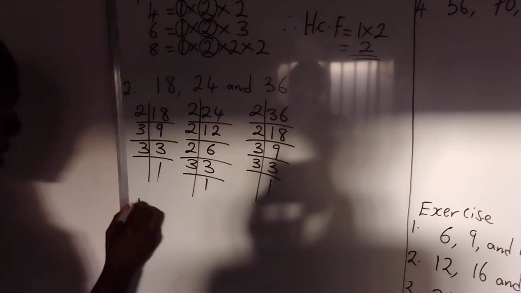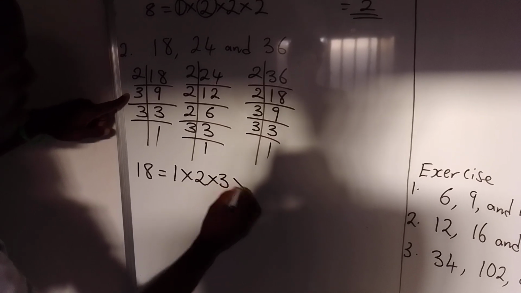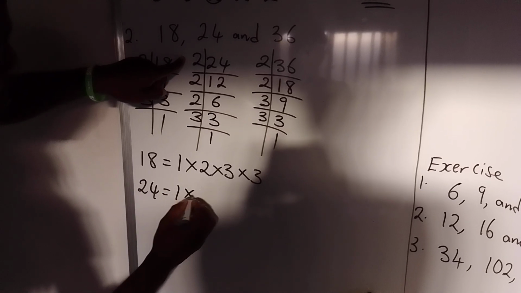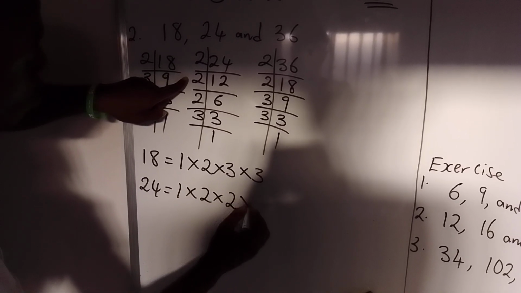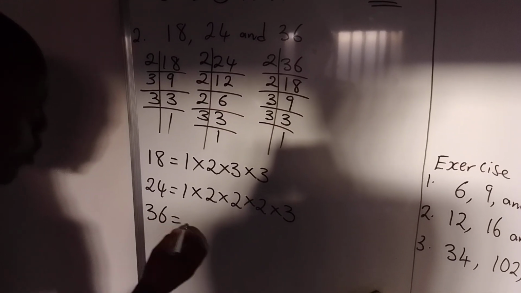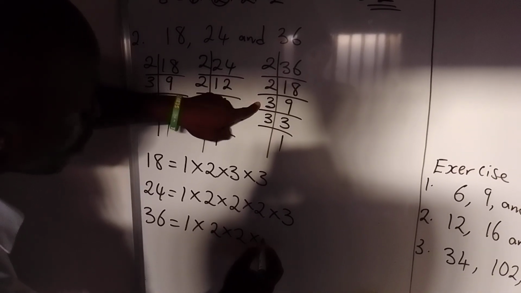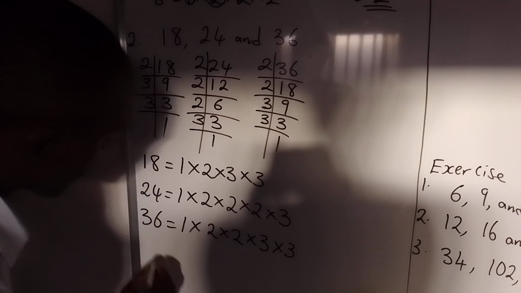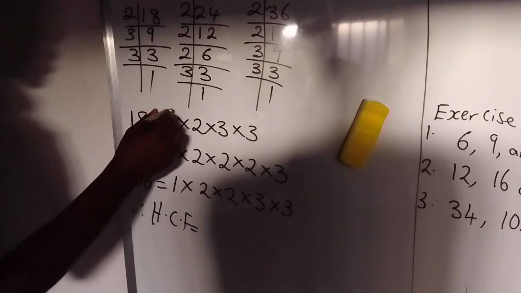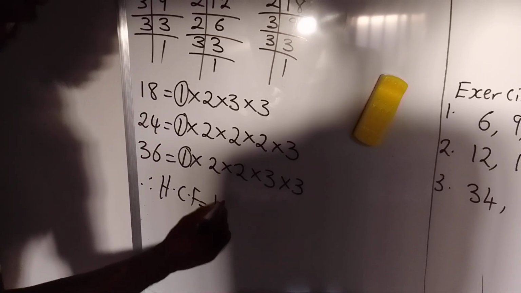Now, we pick the first number, which is 18. We start with 1, multiply by 2, multiply by 3, multiply by 3. For 24, we pick 1 first, multiply by 2, multiply by 2, multiply by 2, multiply by 3. Then for 36, we pick 1, multiply by 2, multiply by 2, multiply by 3, multiply by 3. Therefore, for the HCF of these numbers, we have 1 here, 1 here, and 1 here. Since 1 cuts across all the numbers, we pick 1.